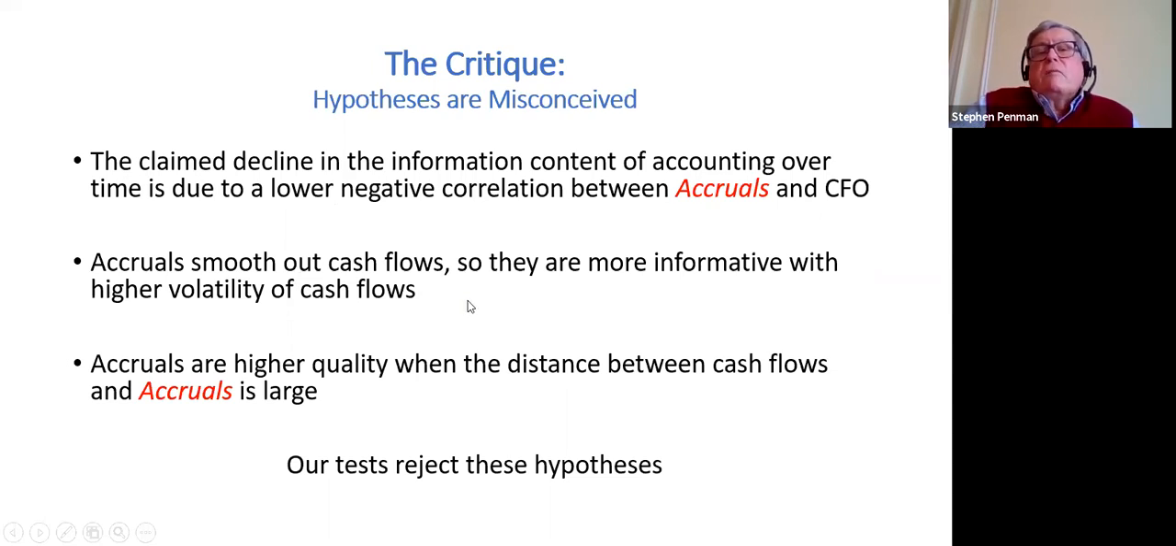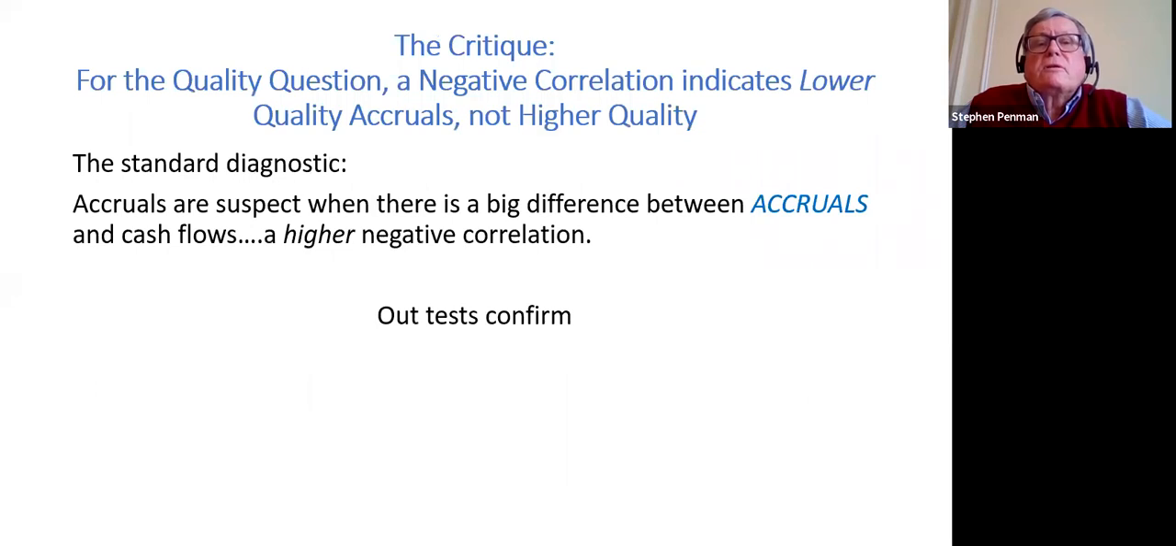And the other aspect is that the higher the volatility of the cash flows, the more important accruals are going to be, because they adjust the cash flows. When cash flows are down, we have higher accruals. When cash flows are up, we have lower accruals. They smooth out this volatility. And accruals are of high quality when the distance between cash flows and accruals in red is large. And so we test these hypotheses.